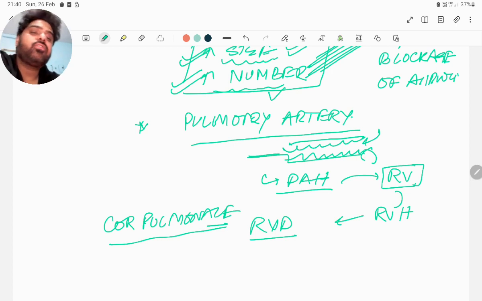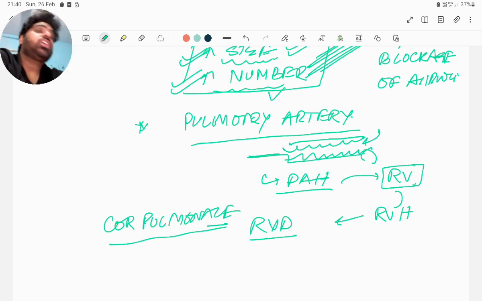The exact meaning of cor pulmonale is pulmonary heart. That is because whenever there is a right heart failure because of the primary problem in the lungs, then it is called cor pulmonale. Please keep this in mind that if the right heart failure has developed after the left heart failure, then it will not be called cor pulmonale.